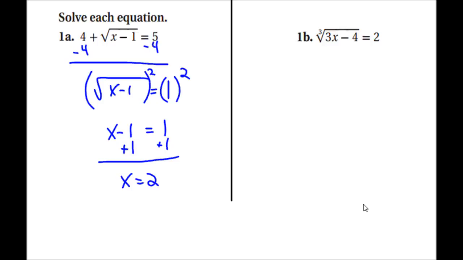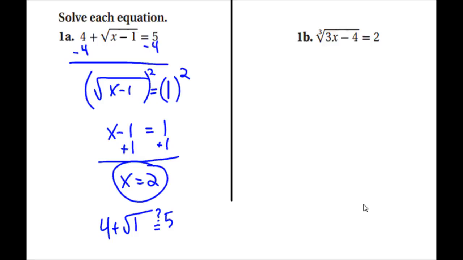When we check that back into the equation, we get 4 plus the square root of 2 minus 1, which is 1. And we want to know if it's equal to 5. 4 plus 1 is in fact 5, so that answer works. x equals 2.